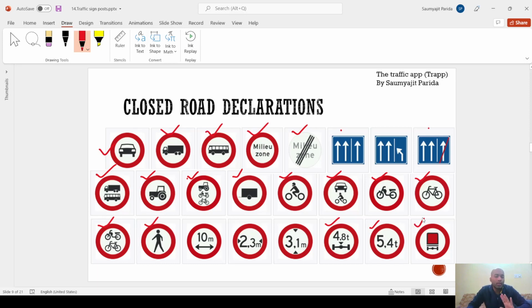So please understand the insight that can be drawn from here is that if the road is closed for some vehicles, then is it allowed for other vehicles or not? That information we have to think about in this way.